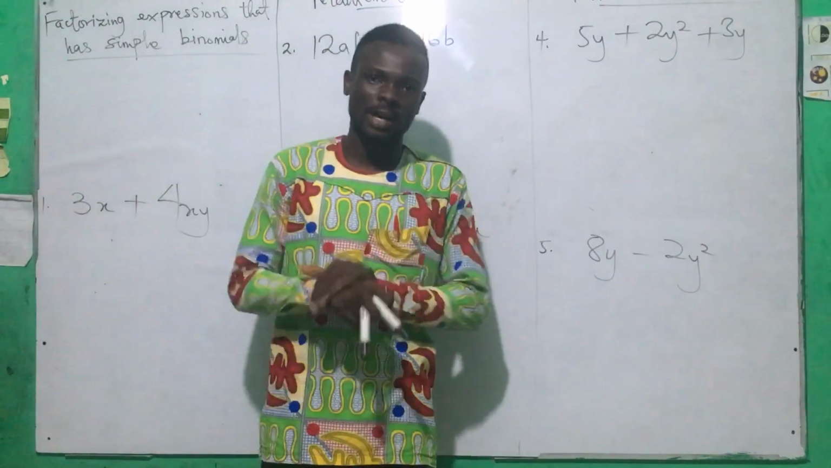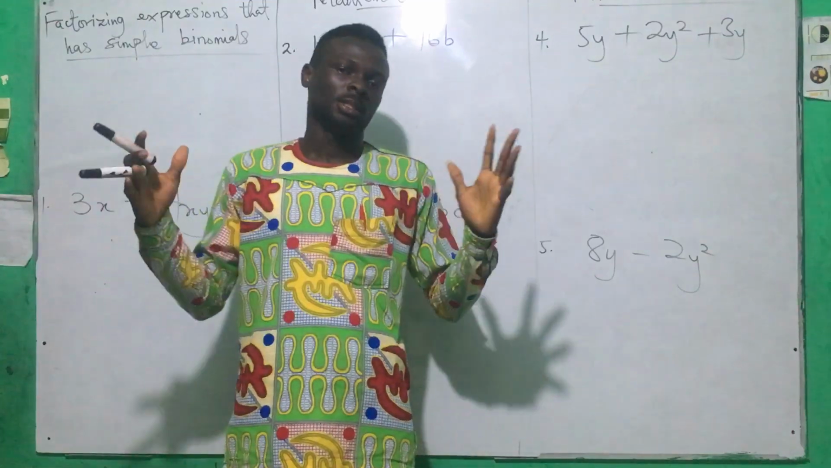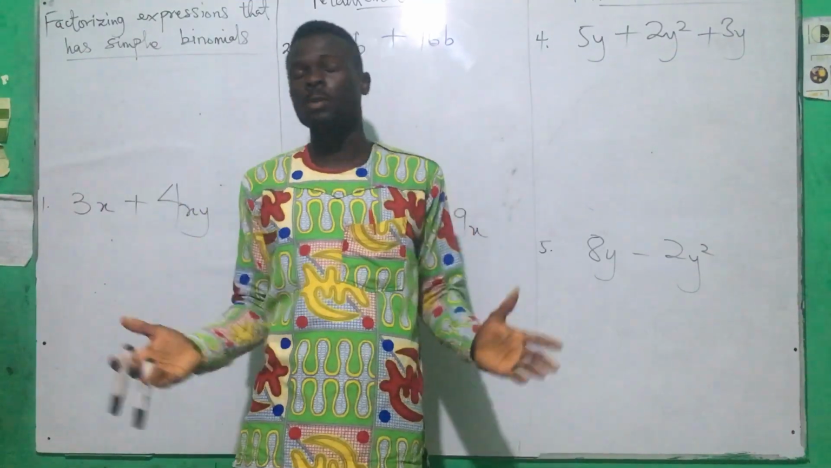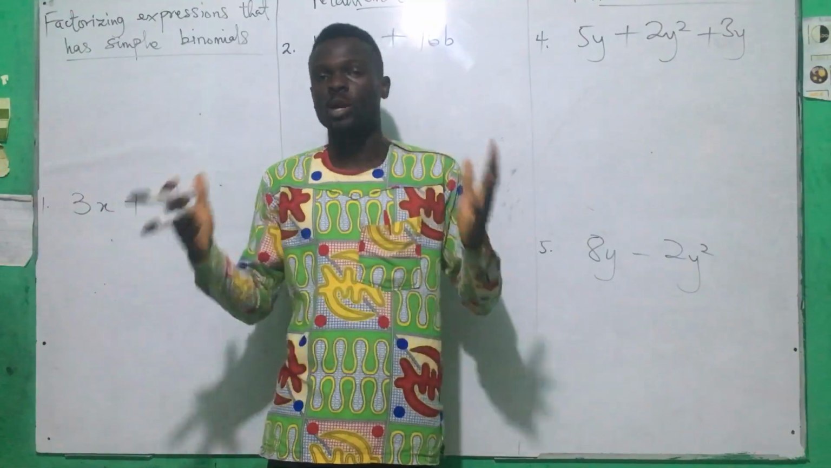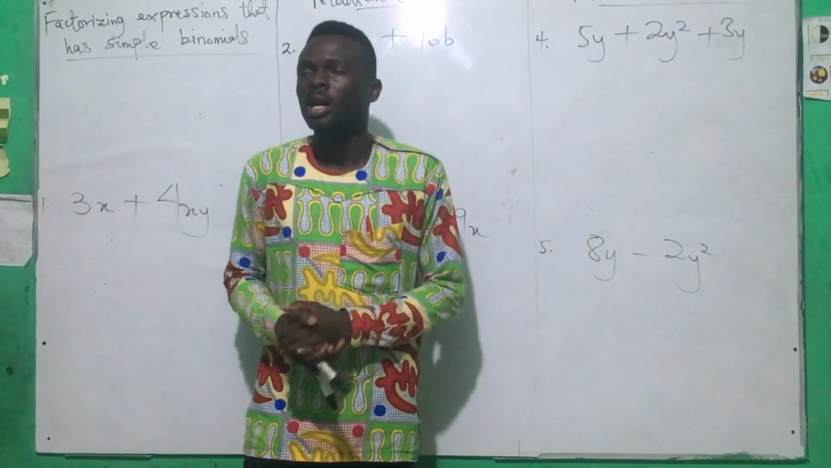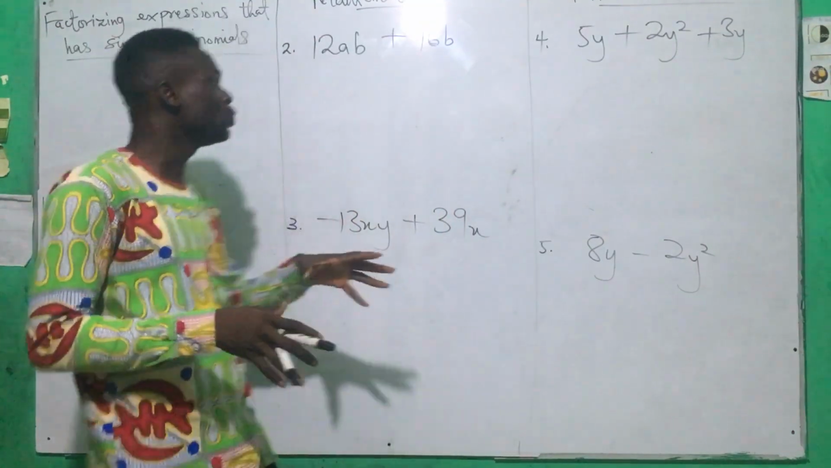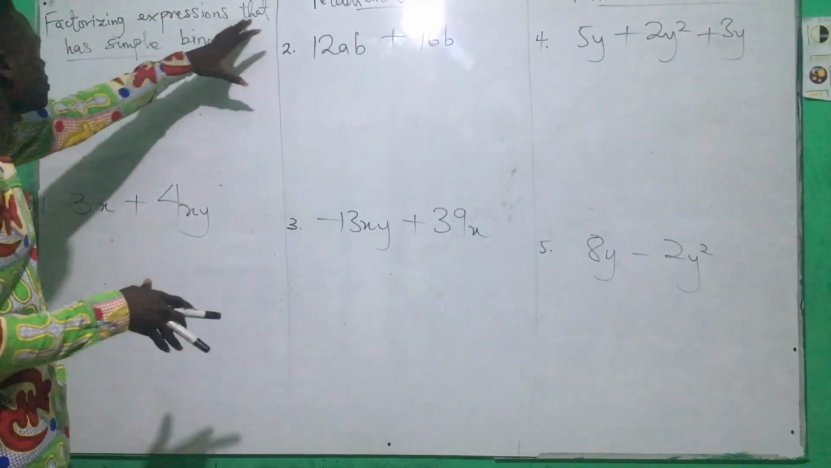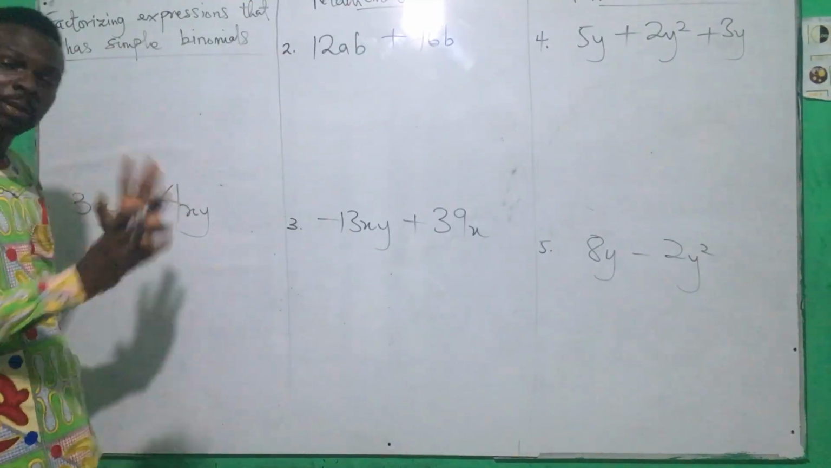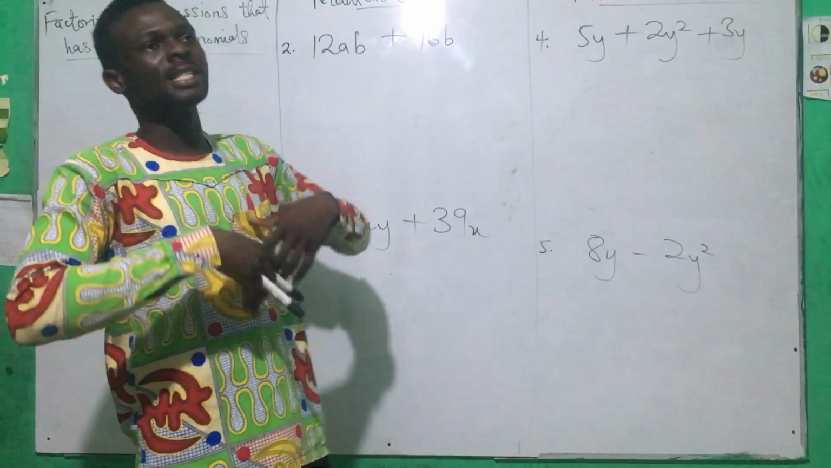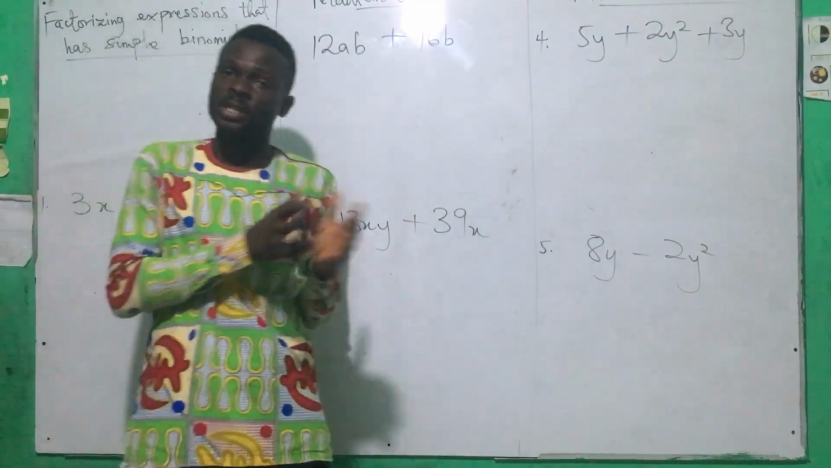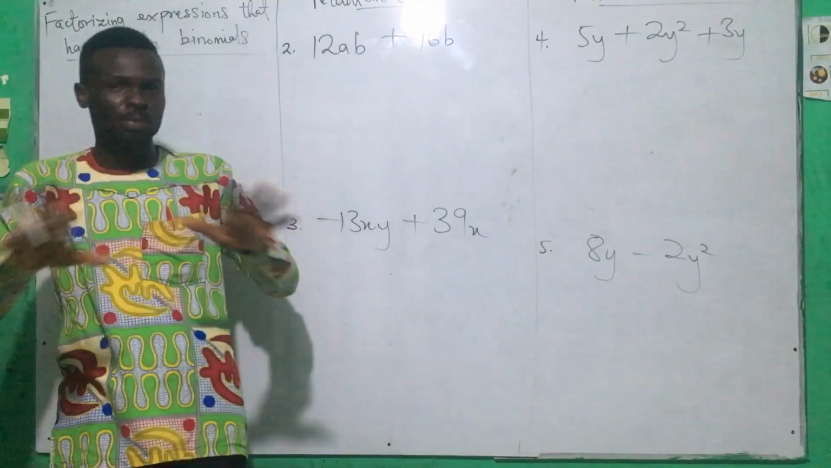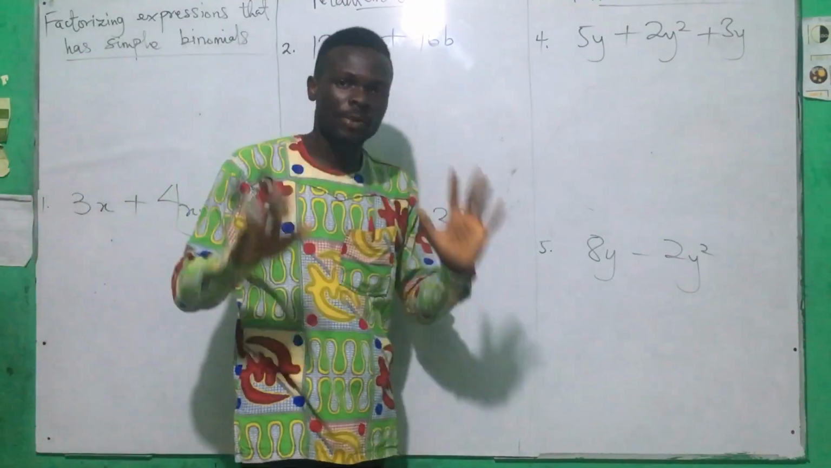Today we want to look at factorization. We've been able to bring the lesson on making a variable the subject and substitution to an end. Now, under factorization, we want to look at factorizing expressions that have simple binomials. So we are just going to look at the first type in factorization. We have different types, but we want to look at the simple types.